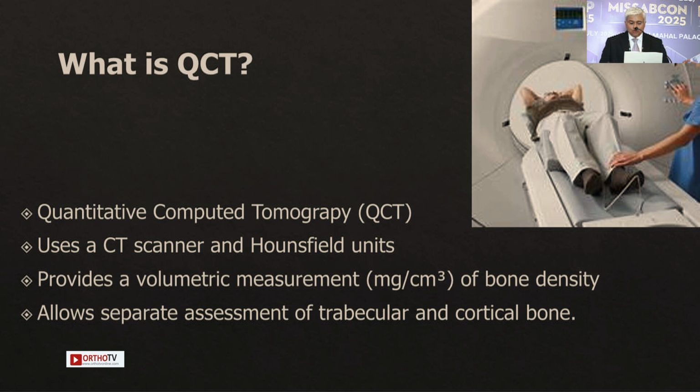You're aware of that. T-score is based on comparison with the 30-year-old and Z-score is an age-matched comparison. QCT, on the other hand, is quantitative computed tomography. It uses the same CT scan machine and Hounsfield units. It provides a volumetric assessment of bone rather than the areal. And it gives you a separate assessment of trabecular bone and cortical bone. So we know the trabecular bone is more sensitive for early bone loss.